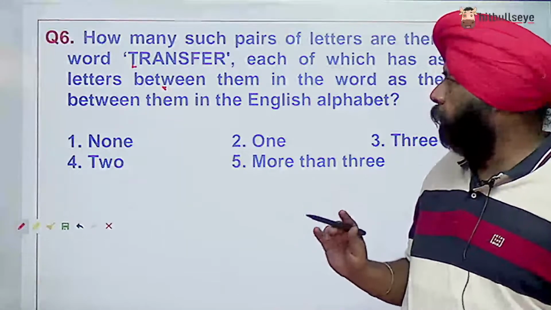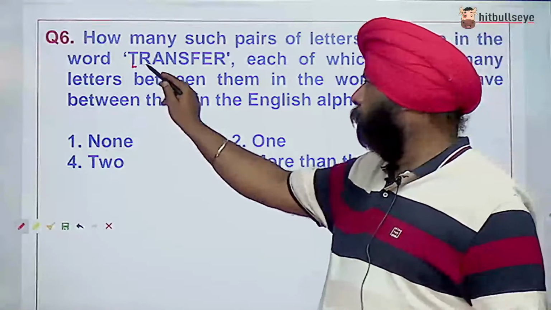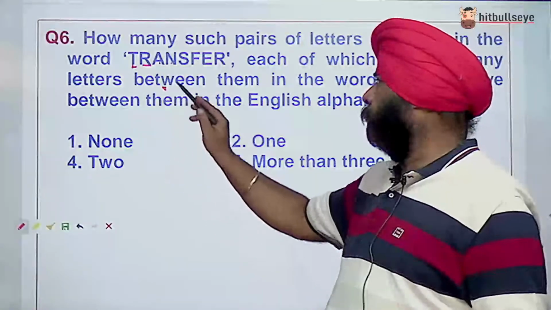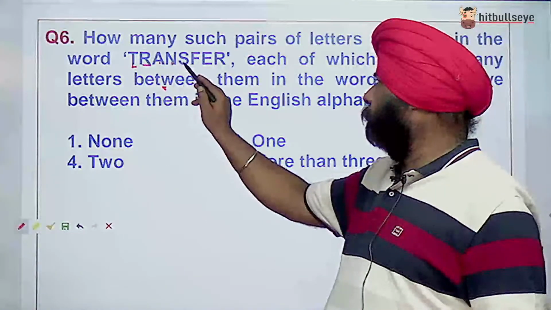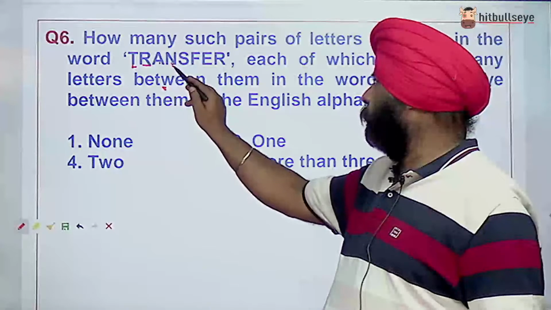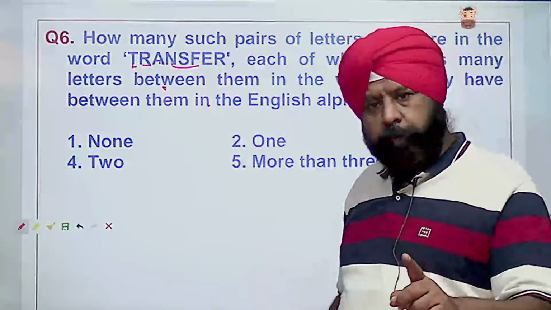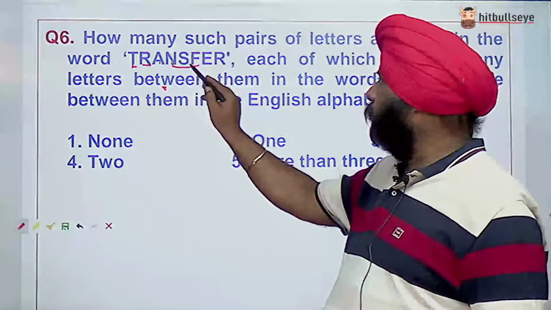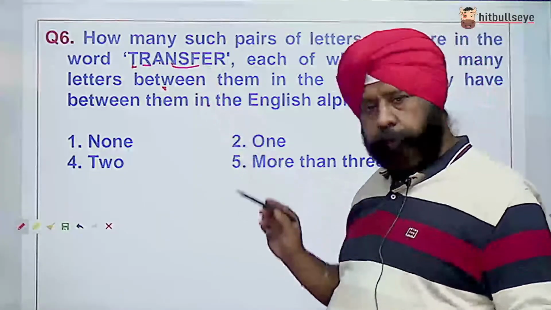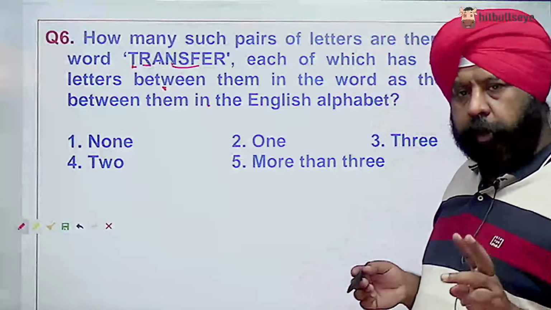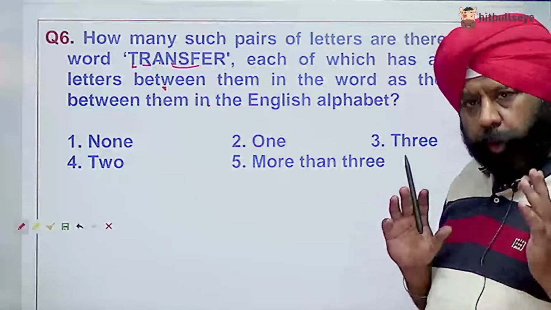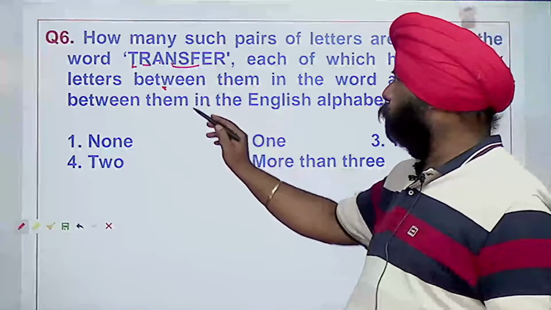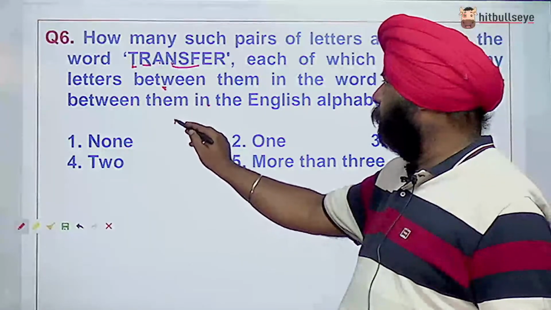Now I start with R. S, T, U, V, W, X, no. Now I start with A. B, C, D, E. Now you can see there are 3 alphabets between A and E, and they are the same here. I repeat, alphabets may be different, but their number should be the same as in the original English alphabet, right? So here there are 3 alphabets. So one pair I can say is A and E.